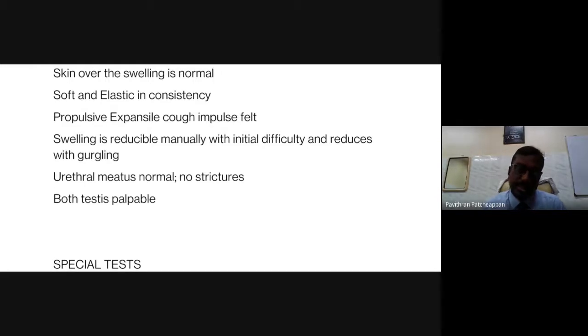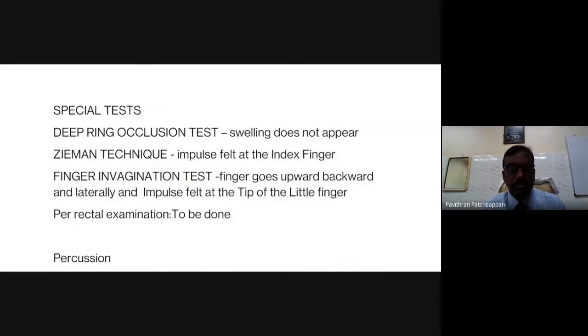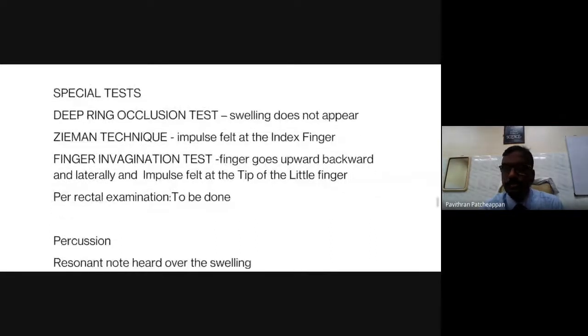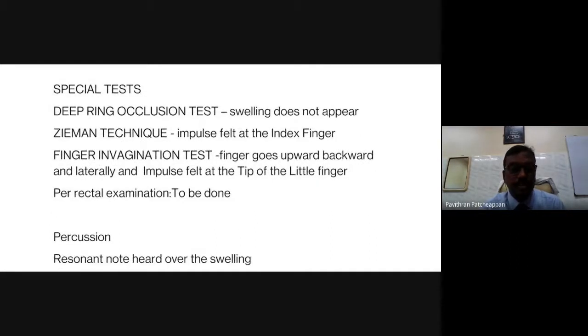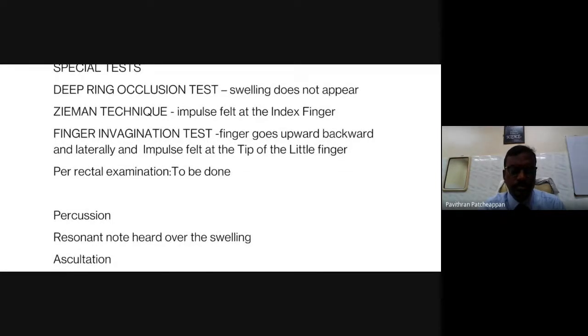Next, special tests. Deep ring occlusion test: the swelling does not appear on occlusion. Zieman technique: impulse felt at the index finger. Finger invagination test: the finger goes upward, backwards and laterally, and the impulse was felt at the tip of the little finger. Very good.